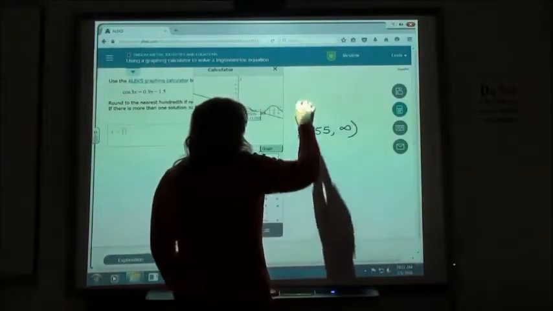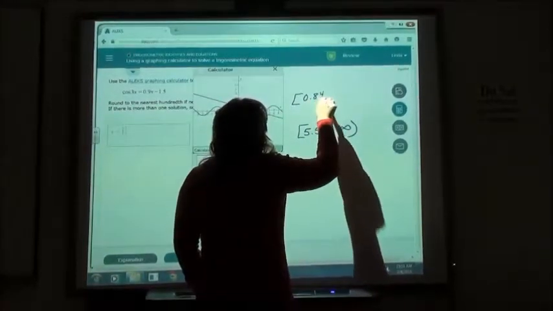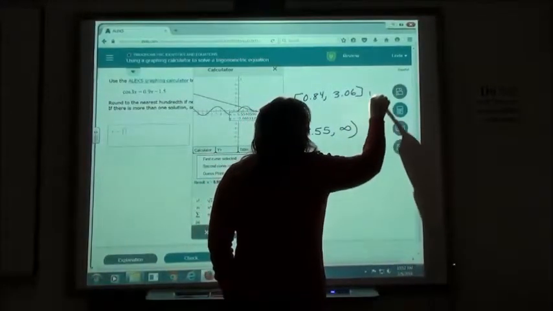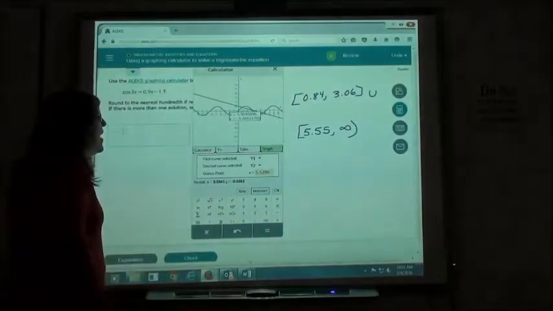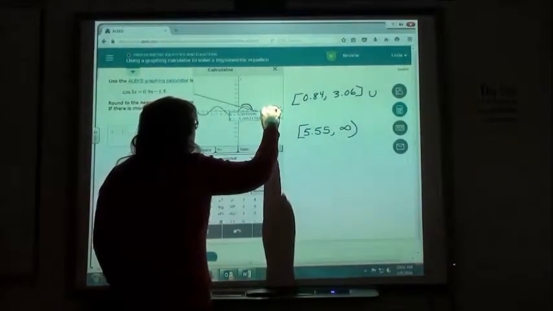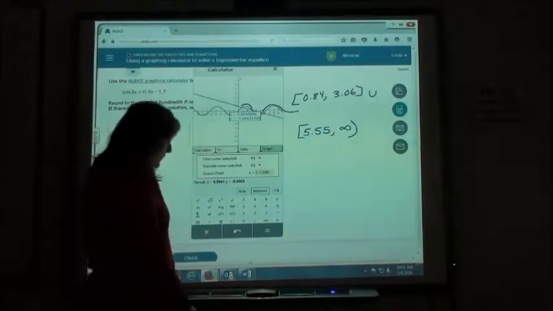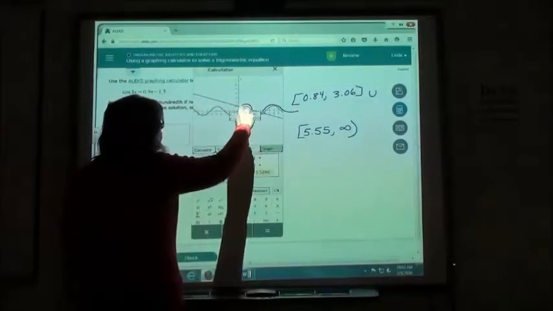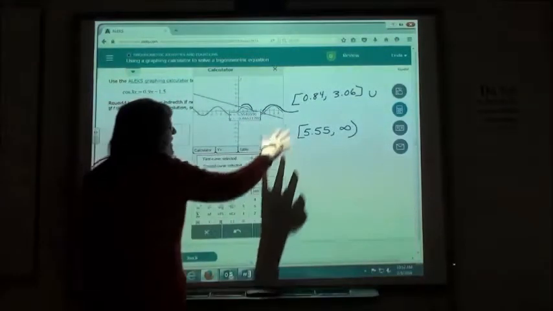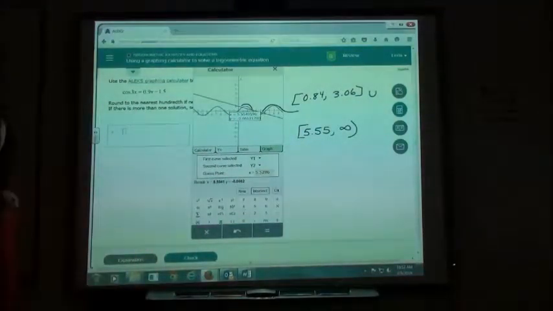And so, again, our first section that we had was 0.84 to 3.06. And then we had the union sign, 5.55 to infinity. So here we had the 0.84 to the 3.06. Here we started at 5.55, and that one just keeps going on to infinity. So if I'm looking for greater than, where is it above the line? Less than, where is below the line? If it has the equal to, we have the brackets on our intersection. If it doesn't have the equal to, we just have parentheses.